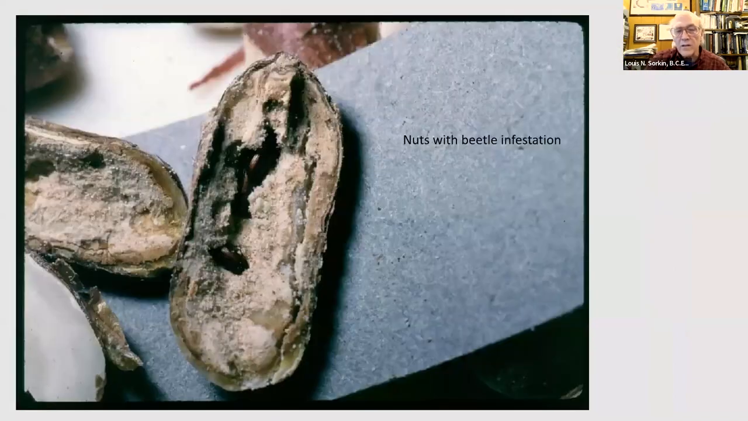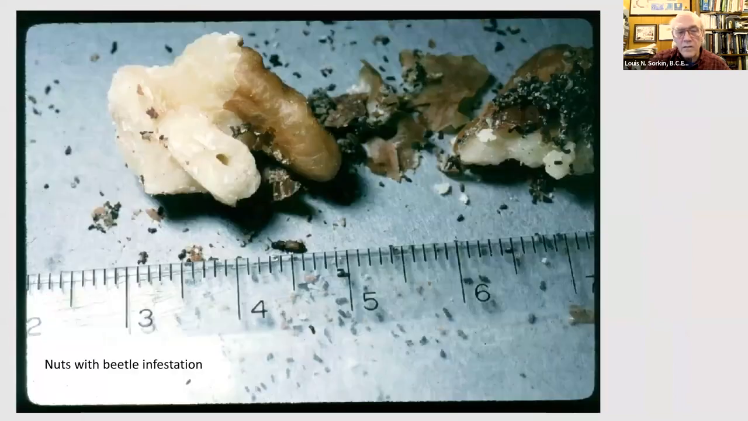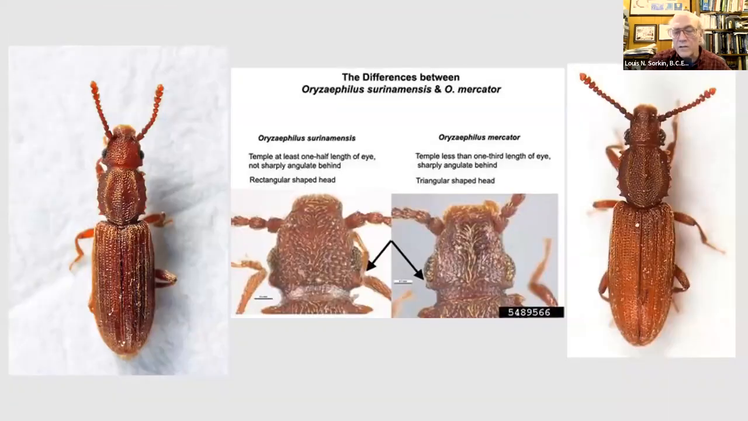And nuts, these were beetles in nuts. These were silvanid beetles. This is a way to tell Oryzaephilus surinamensis from Oryzaephilus mercator.